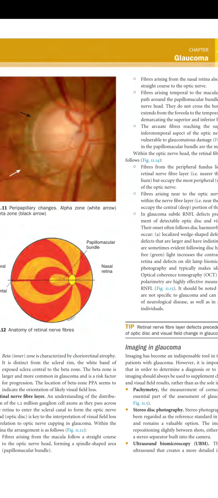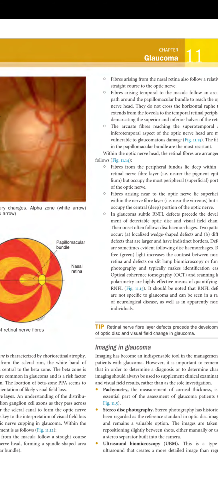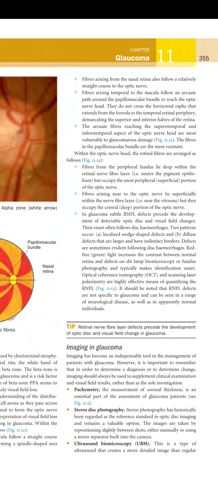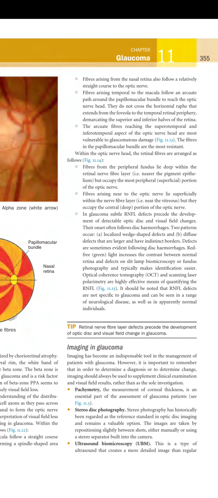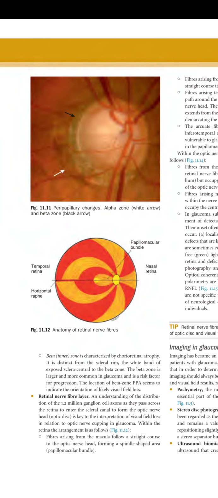Fibers arising from the temporal to the macula follow an arcuate path along the papillomacular bundle to reach the optic nerve head. They do not cross the horizontal raphe that extends from the fovea to the temporal retinal periphery, demarcating the superior and inferior half of the retina. The arcuate fibers reaching the supratemporal and infratemporal aspect of the optic nerve head are more vulnerable to glaucomatous damage. The fibers in the macular bundles are more resistant.